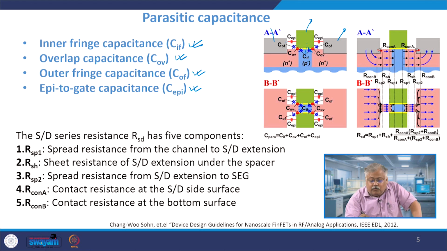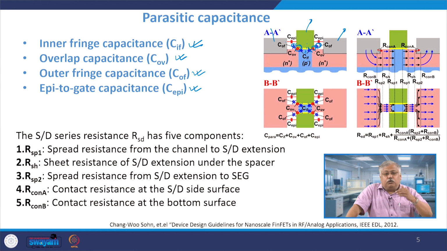Then you also have overlap capacitances. Why? Because the gate overlaps with source and drain, and because of which these red colored ones are your overlap capacitances. These overlap capacitances add to the total capacitance of the network. Then you will also have the outer fringing field capacitance given by these blue ones. This is the blue one, which will give you the C overlap capacitances.